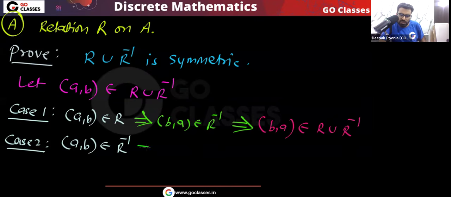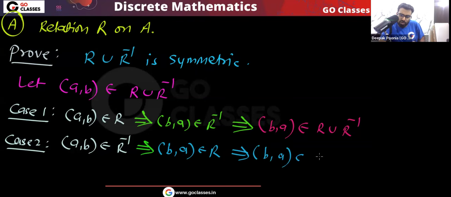What about case 2? In case 2, AB belongs to R inverse. So if AB belongs to R inverse, then BA will belong to R. Yes or no? If AB belongs to R inverse, then BA will belong to R. Now notice BA belongs to R. If BA belongs to R, then BA also belongs to R union R inverse.